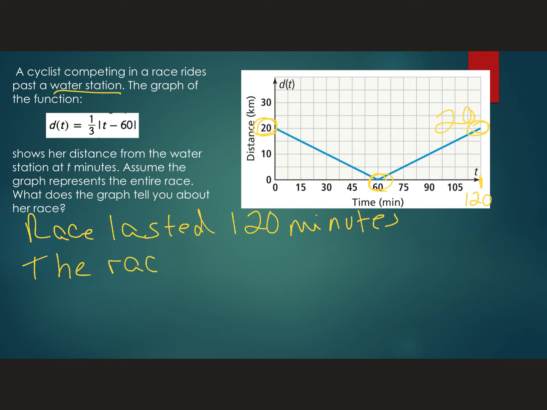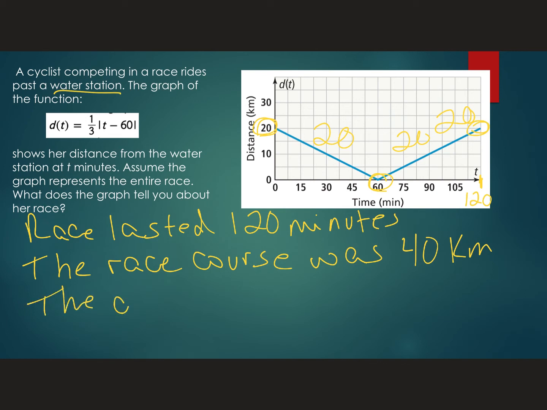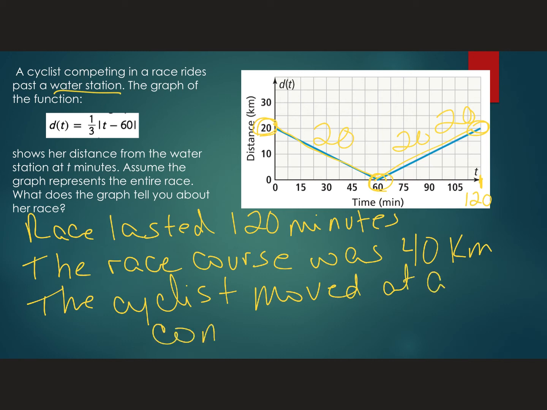The race course was, we had 20 here and 20 here. So it was 40 kilometers. And what else do we know? It looks like the cyclist moves at a constant rate, because we see straight lines. The cyclist moved at a constant rate.